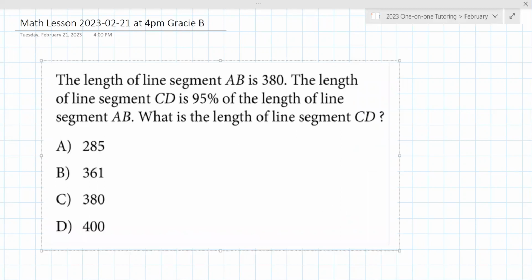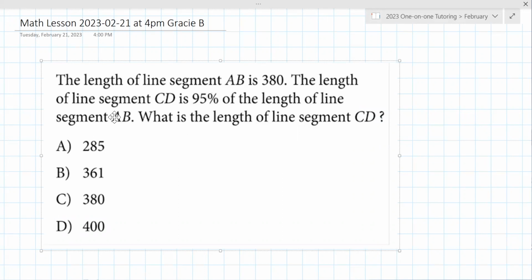Let's take a look at this first question. It's loading up. There it is. It says the length of line segment AB is 380. The length of line segment CD is 95% the length of line segment AB. So what I want you to ask yourself is: is CD shorter than AB or longer than AB?